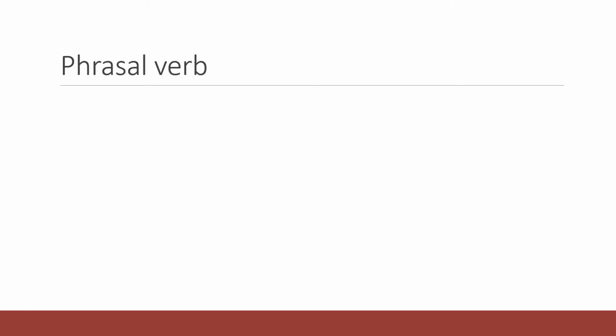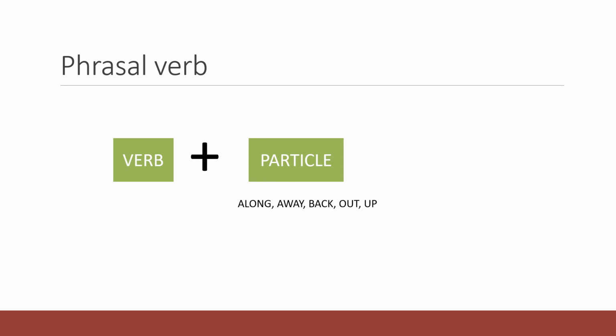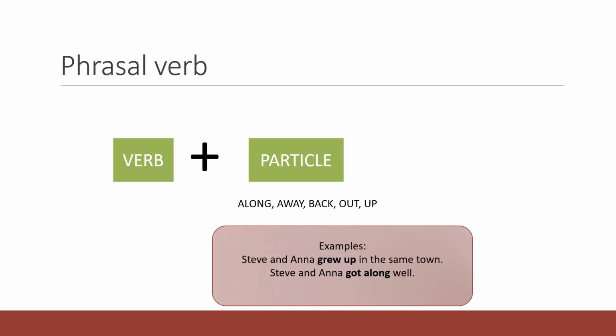Phrasal verbs. What is a phrasal verb? A phrasal verb is a verb plus a particle. A particle can be alone, away, back, out, up, and there are more. Let's check some examples. Steve and Anna grew up in the same town. Steve and Anna got along well. So here you can see how we're using the phrasal verbs grew up and got along in past. Okay, these two verbs are in past.